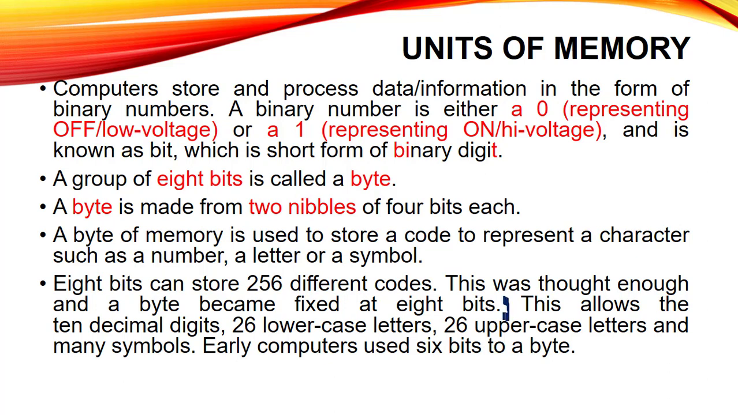Fine. Initially when this term byte was used, at that time they were using only 6 bits for a byte, but later on they started using 8 bits, because by using 8 bits we can store up to 256 different codes in a single byte. Fine. This allows the 10 decimal number digits, 26 lowercase letters and 26 uppercase letters, including many other symbols. So it means in these 256 different codes we can store 26 letters of uppercase and lowercase, and numbers also and symbols also.